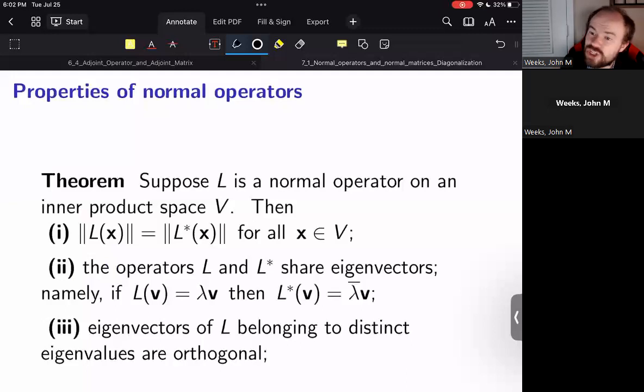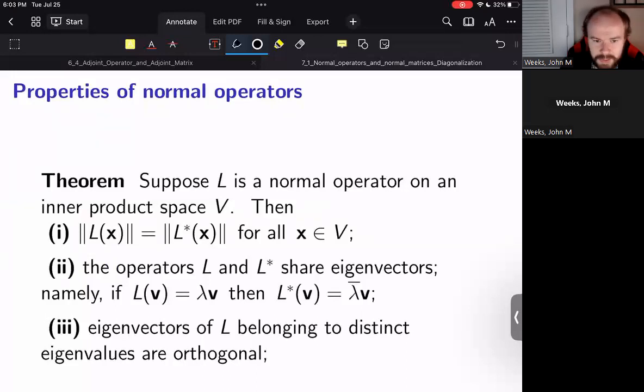Let's suppose we have a normal operator here. There is a relationship between the norm of L of x versus the norm of L star of x. Normally, these functions, these adjoints, can go anywhere that they would like to go. They don't have to be of the same length. But if L and L star commute with each other, then it turns out that their norms are exactly the same. We'll return to the proof for that in just a second.